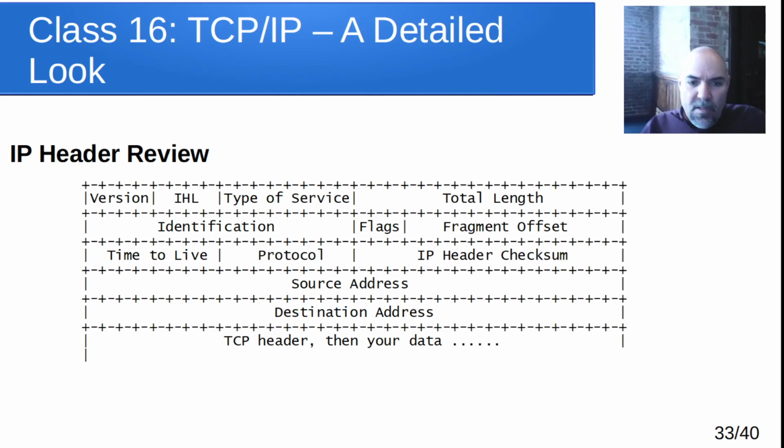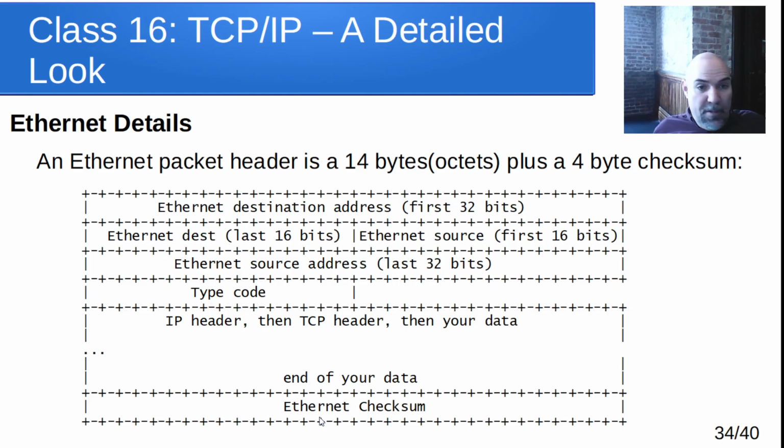Okay, so to review the IP header, here's the 20 bytes of that, and then following that, we've got the 20 bytes of the TCP header and then the application data. So here we are at the Ethernet level. And the Ethernet, if you remember right, is the actual packets that are going to go across the physical network, wires or radio waves or whatever.